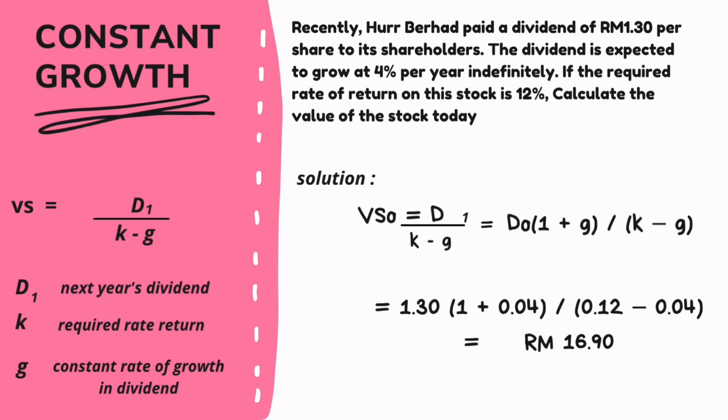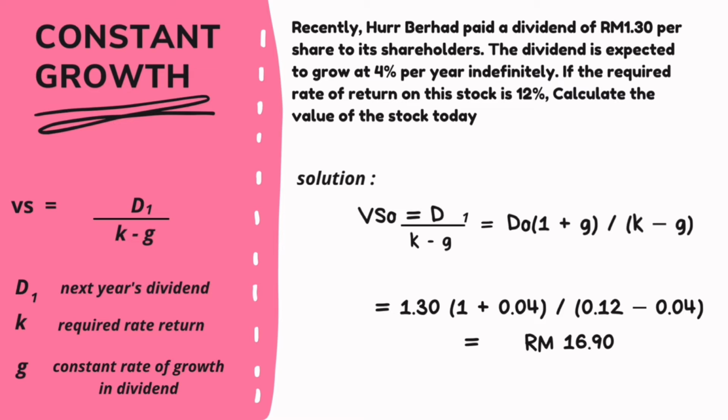Now, let's take a look at an example of how to solve a constant growth question. A constant growth stock is a stock whose dividend is expected to grow at the same rate indefinitely. The formula to value a constant growth stock is Vs equals D1 divided by K minus G. D1 means next year's dividend, K means required rate of return, and G means the constant rate of growth in dividend.